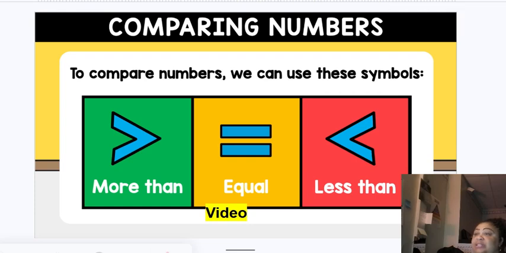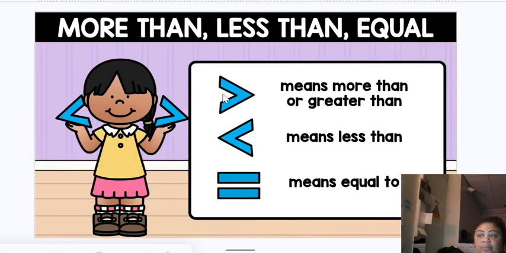Comparing numbers. To compare numbers, we can use these symbols: more than, equal to, or less than. More than means more than or greater than. This symbol is kind of like the alligator eating the big number. That's how I like to say it. Just imagine this one having teeth, and then it's going to eat something like an alligator, right? So that's what I imagine the more than symbol being.